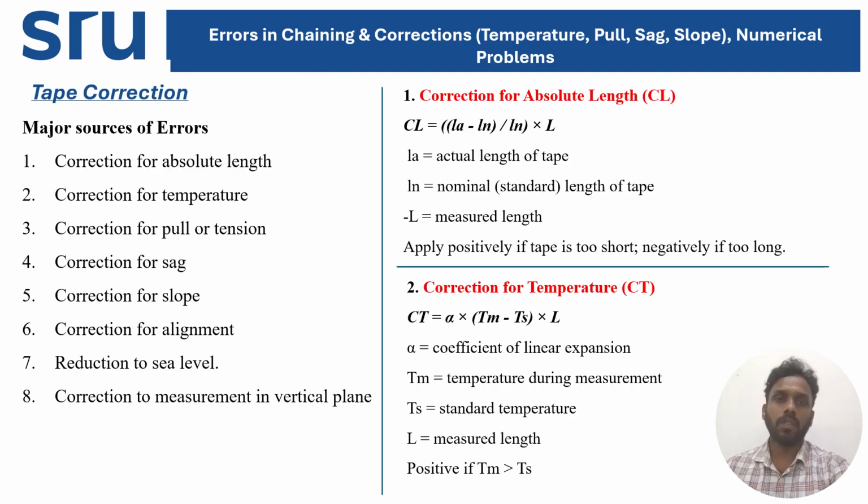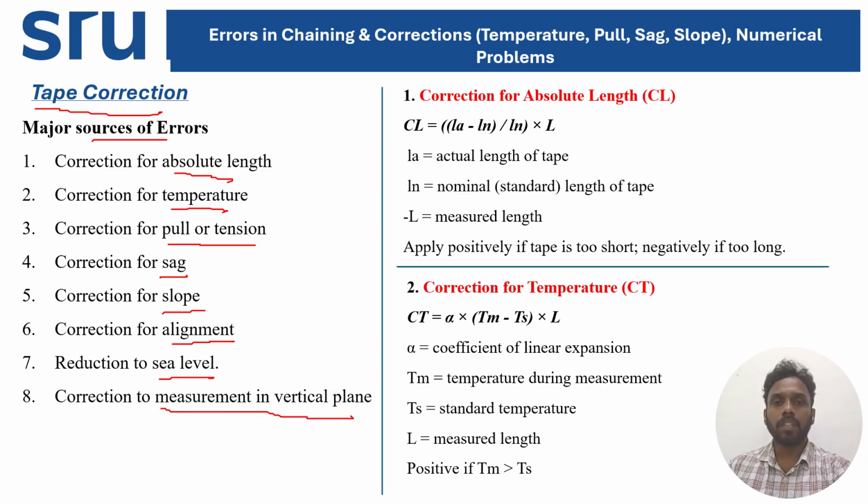Now we are going to see the tape corrections, right? So the major sources of tape corrections, errors in the tapes, are: first one is correction for absolute length, correction for temperature. The same thing will be seen here, similar to your chain. Then correction for pull or tension, correction for sag, correction for slope, correction for alignment, reduction to sea level, then correction for measurement in vertical plane. So these are the major sources of error, and some errors can be calculated and rectified.